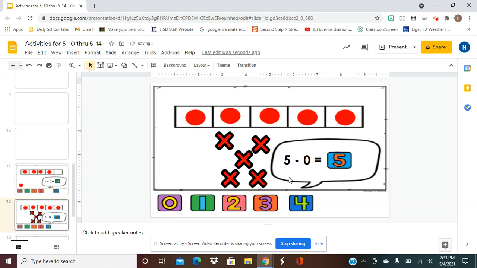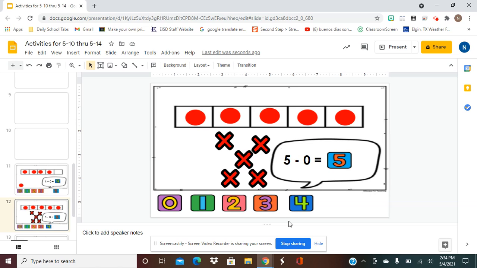And now we're going to read our subtraction sentence together. 5 minus 0 equals 5. So I have 5, and then I took away 0, which means I took nothing. So it's going to equal 5. Good job. Okay, let's talk about your homework now.